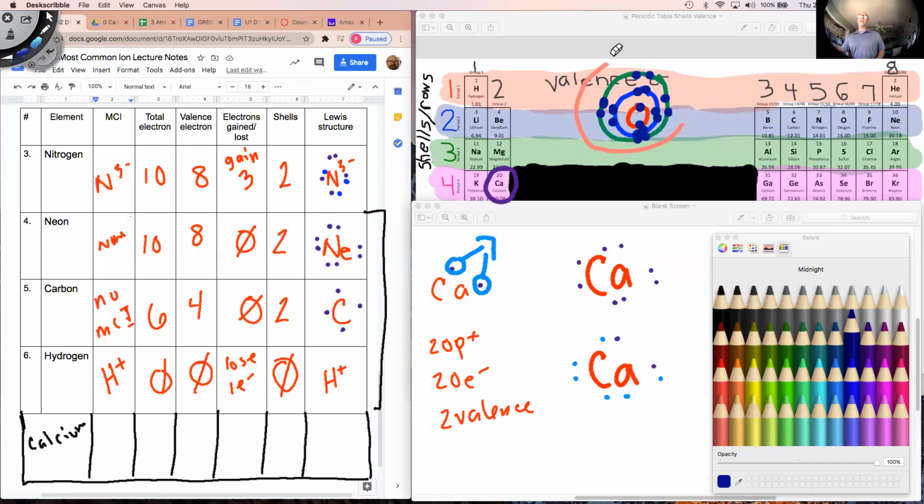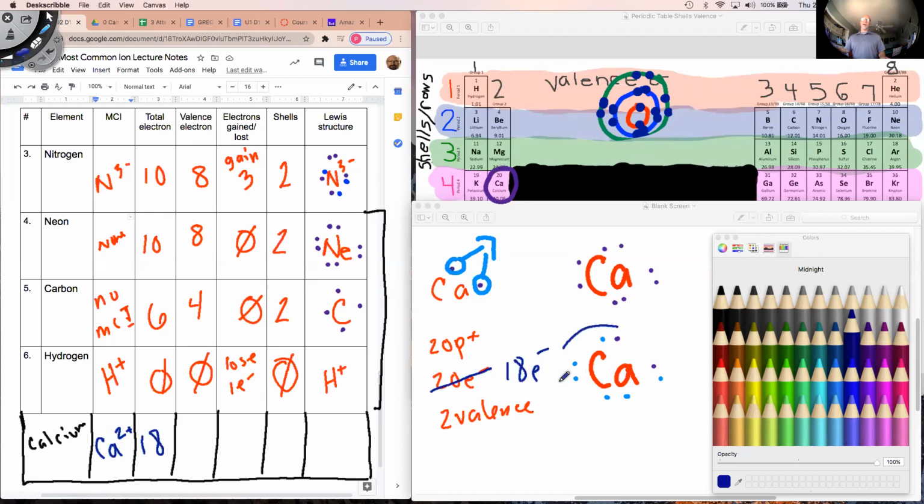And when calcium loses these 2 electrons, it becomes less negative. It loses those 2 electrons, which means now calcium is not going to have 20 electrons. Calcium loses those 2. Calcium now has 18 electrons. So what's it going to be? Calcium's ion is going to be a calcium with a 2+ charge. Total number of electrons, it's not going to be 20. It's going to be 18 because it lost 2 electrons, right?